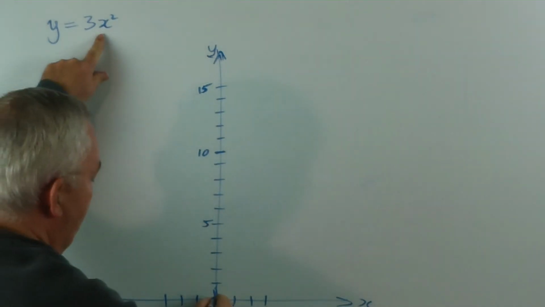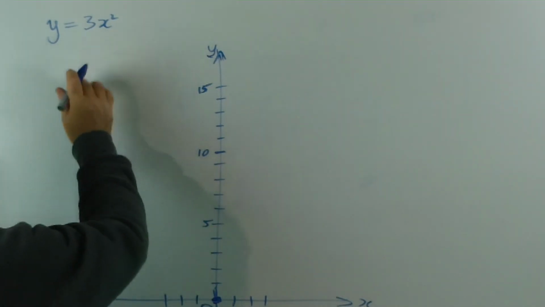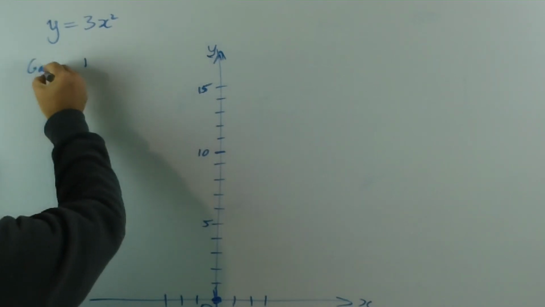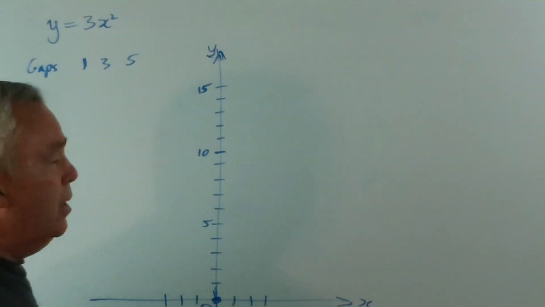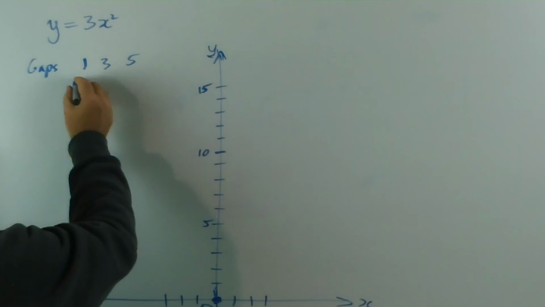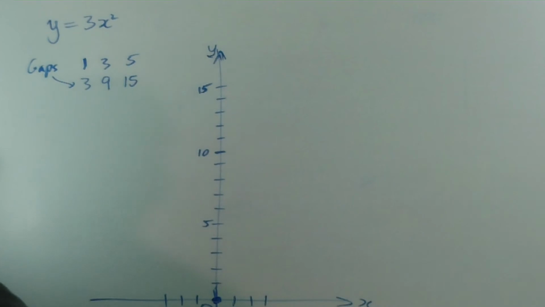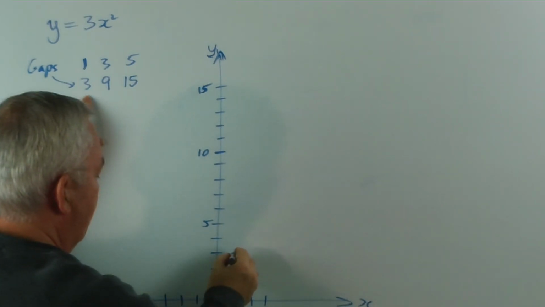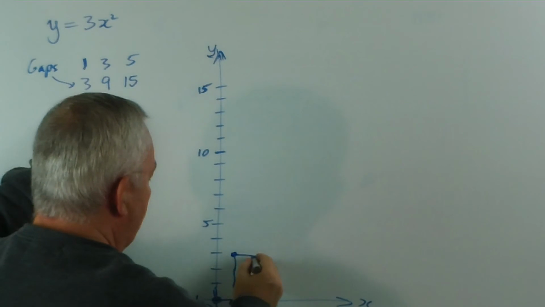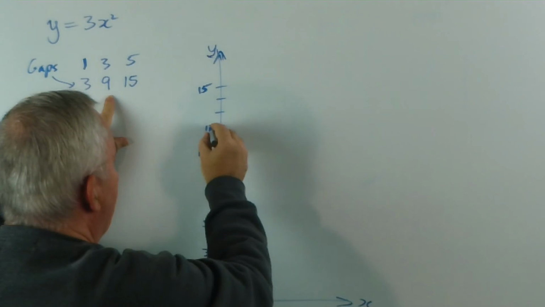We know that it's going through the origin. That's our starting point. And remember, for our normal x squared graph, our gaps, you can do this in your head or you can write it on paper, are going to be 1, 3, 5, 7. But because we're tripling it, our gaps are actually going to be 3, 9, 15. 3 times each of those. So it means I go across 1 and up 3, 1, 2, 3. Across 1 and up 9. Now that's 3 there. So up 9 is going to get me to 12.